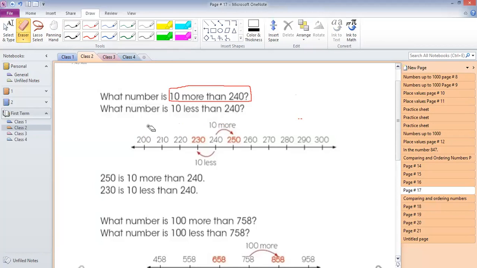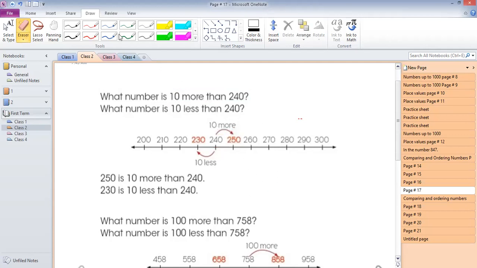What you have to do is find out what number is 10 more than 240. As in the number line, there is already a difference of 10, you will follow the same method. We will find 240 first. This is 240. And for 10 more, you will check what number is exactly after 240. That is 250. This is your answer, because 250 is exactly after 240.